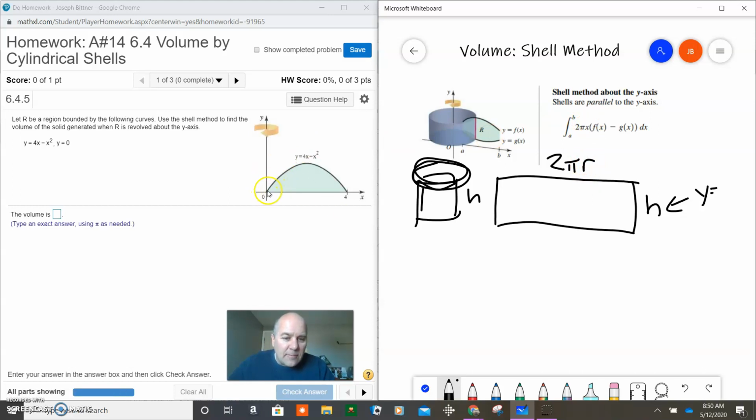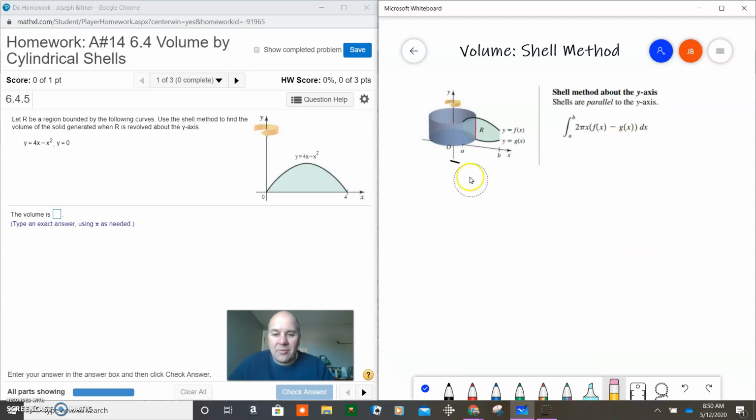The r is the x value, the radius of it. As you look at this, how far we move out on this section is the radius. So if I put a cylinder right here at this region, that's the radius. If I put the cylinder right here at this region, that's the radius. And then the rest of this is f of x minus g of x. That's the height of the function. Wow, a lot of details there. I'm going to erase all that, so we can work on a problem and go through everything.